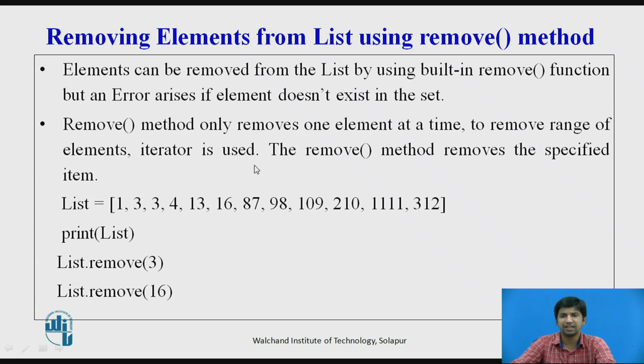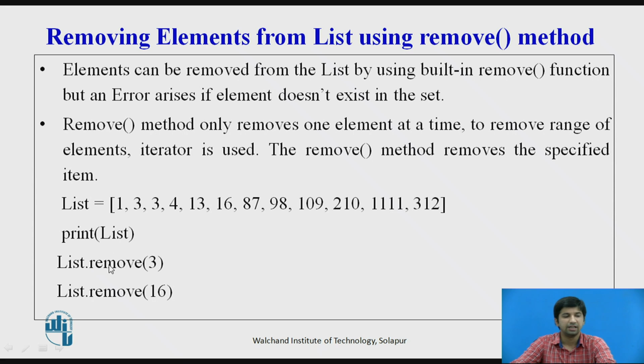Now what is this iterator? I am using the loop concept, for loop and while loop. The remove method removes the specified item. Now here I have created a list: 1, 3, 3, 4, 13, 16, 87, 98, 109, 210, 4, 1, 312. I am printing the list. So automatically whatever the value is will be printed on the console.